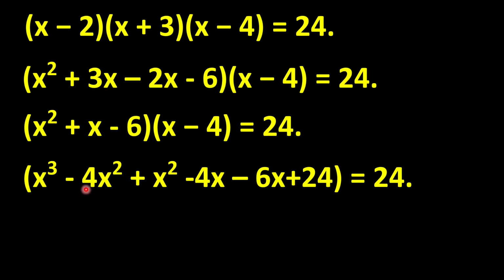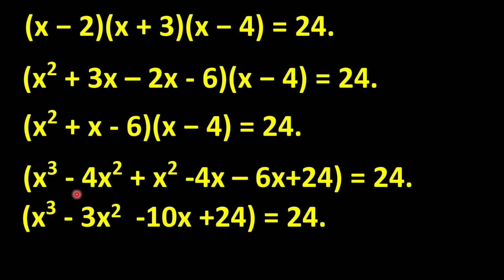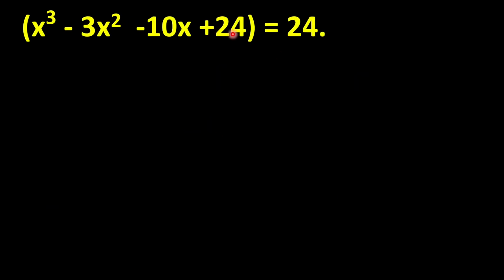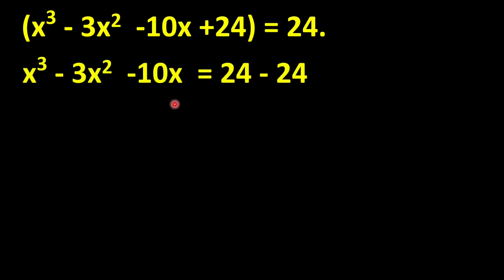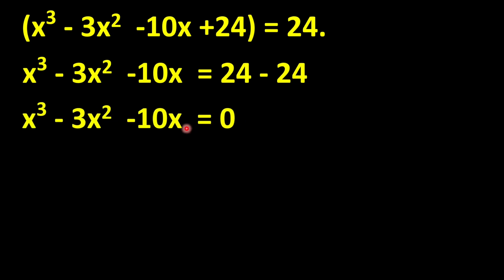Now x cubed, minus 4x squared plus x squared becomes minus 3x squared, and minus 4x minus 6x becomes minus 10x, plus 24. So x³ − 3x² − 10x + 24 = 24. Now we will send this 24 to the other side of the equation, so 24 minus 24 becomes 0, and now x³ − 3x² − 10x = 0.